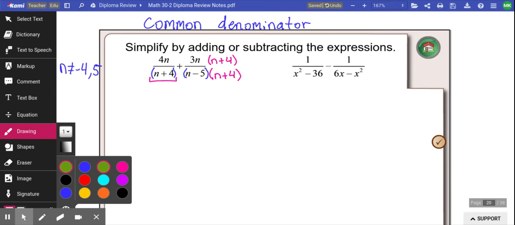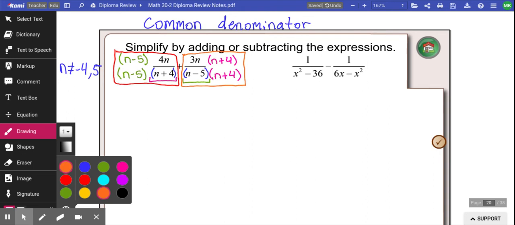Then I would look at the second fraction, and I would say this one has an n minus 5. The first one doesn't have an n minus 5. So I need to multiply by n minus 5 to the top and to the bottom. If you look, you now have a common denominator. My first fraction has now become this. My second fraction has become this.